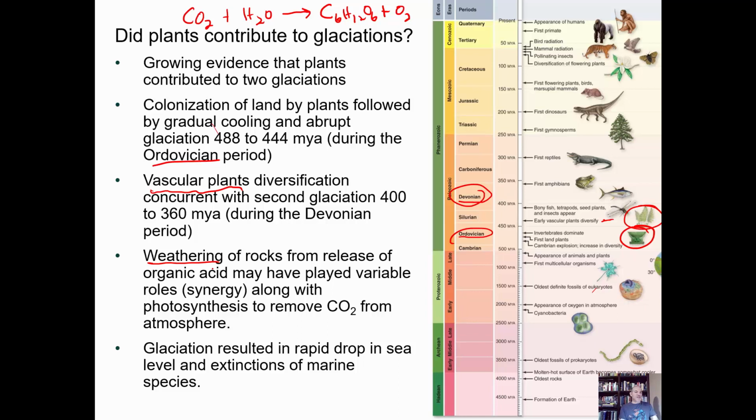And so what ends up happening here is regional glaciations that cause drops in sea level, and that can create some extinctions, which influences the course of evolution.